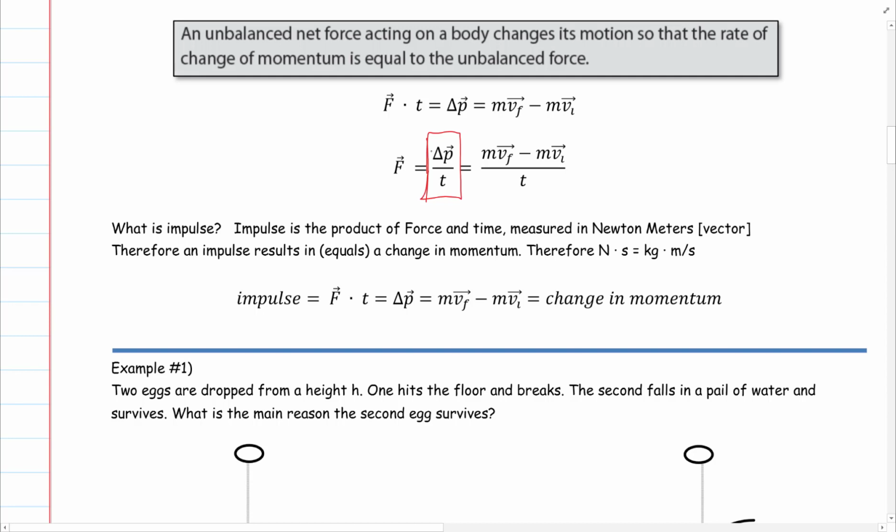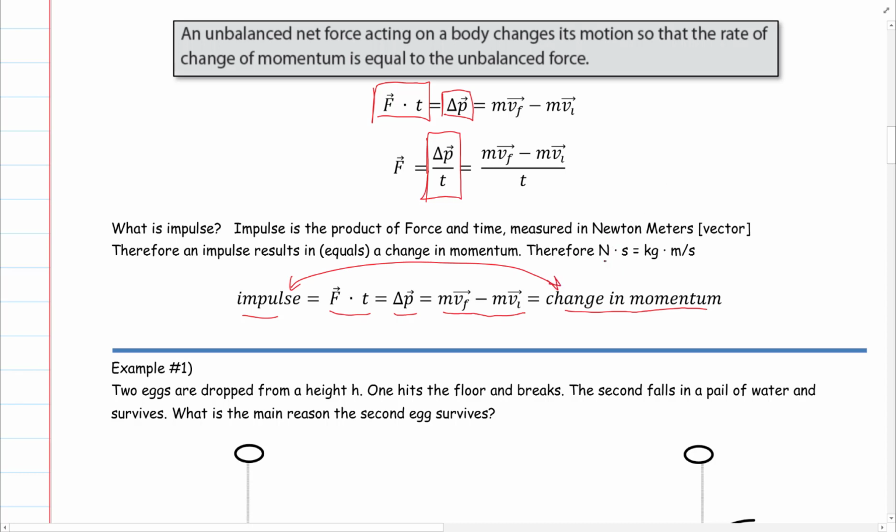What is impulse? Impulse is the product of force times time and is measured in Newton meters. Newton times meters, and it is a vector as well. Therefore, an impulse is equal to a change in momentum. So force times time is equal to the change in momentum. So impulse is force times time, which is the change in momentum, which is mvf minus mvi. So the change in momentum is equal to the impulse. It's the same thing.